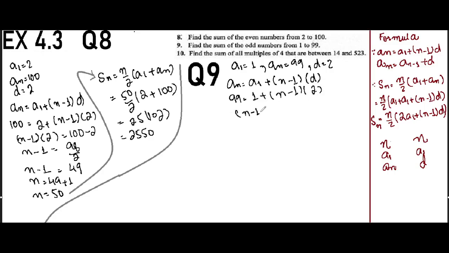So n minus 1 into 2 is equals to 99 minus 1. N minus 1 is equals to 98 by 2. N is equals to 49 plus 1.